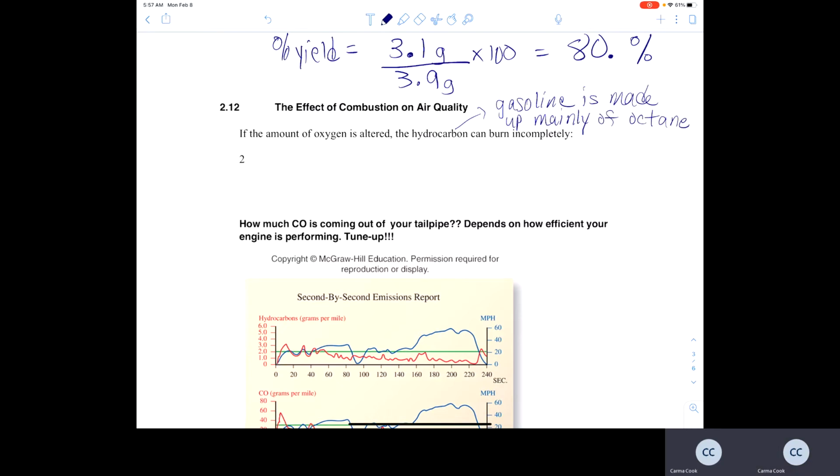So if you have 91 octane rating gasoline in your vehicle, that means your gas contains 91% octane. The other 9% is other stuff like heptane and other chemicals. So octane is a hydrocarbon with this formula, C8H18. So octane reacts with oxygen and you produce CO2 and water.